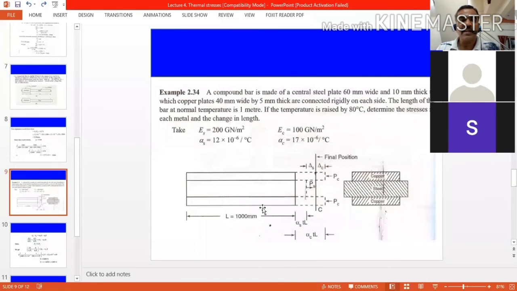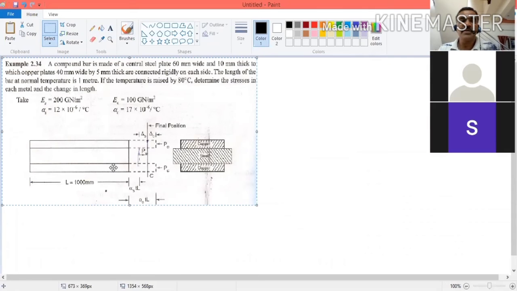The cross section area is also given, 60 by 10 for the central steel rod, and the copper bars are 40 into 5. Young's modulus and thermal expansion coefficient of steel and copper, everything is given. Now we need to calculate the change in length and the stress in each metal. First I will explain what is happening in the metal, and after that I will write the equation. Then you will solve it.